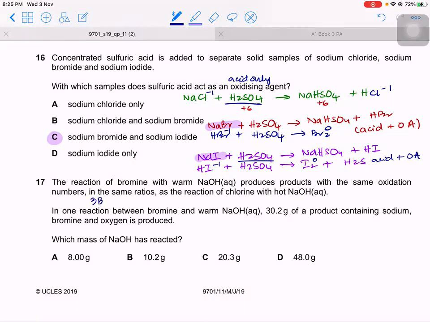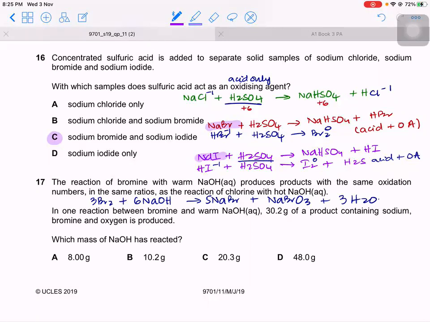So that would be 3Br2 plus 6 NaOH, giving you 5 moles of NaBr plus NaBrO3 plus 3 moles of H2O. The same equation as chlorine, but I've replaced chlorine with bromine, because they said it reacts the same way.